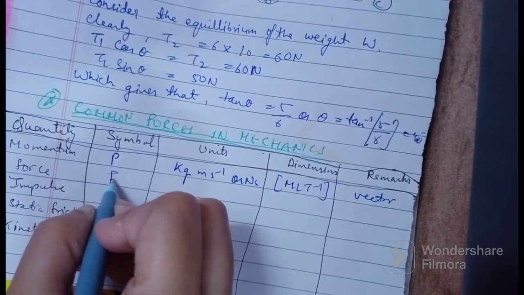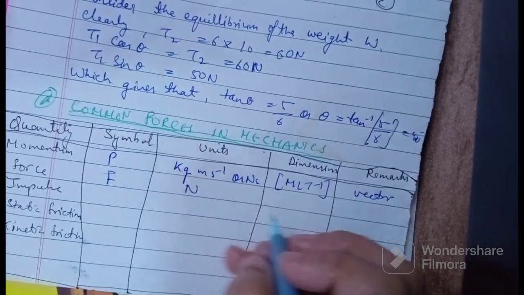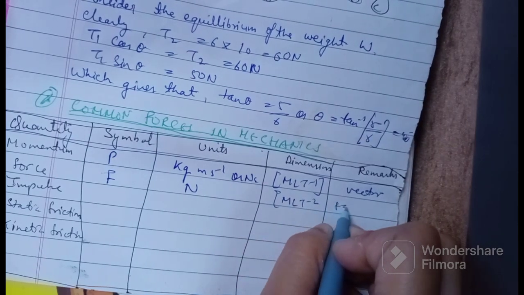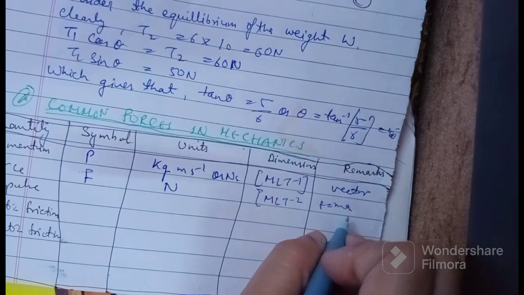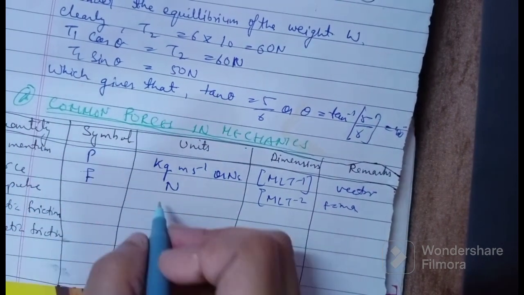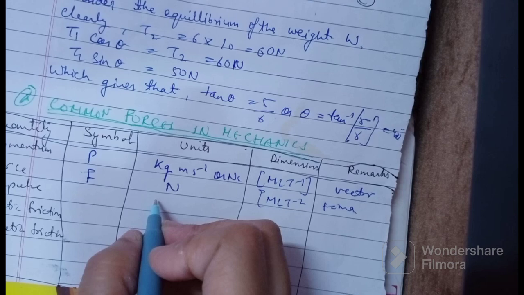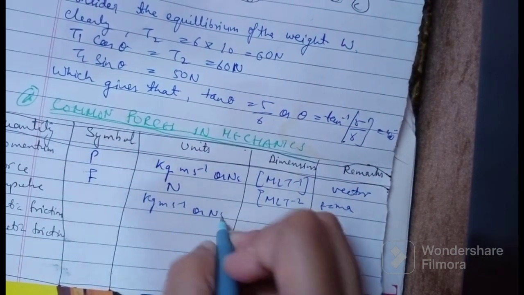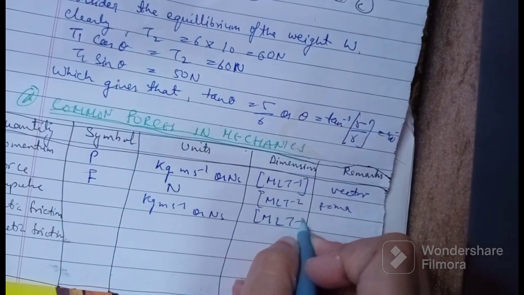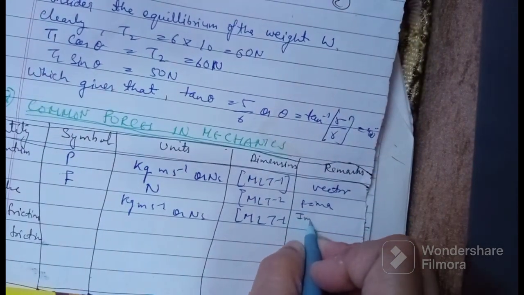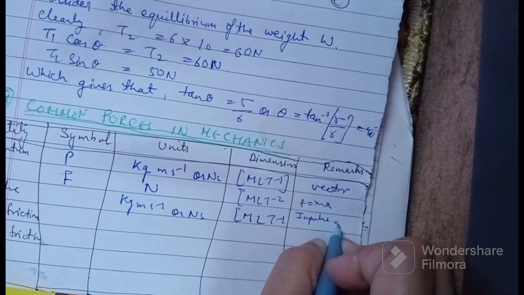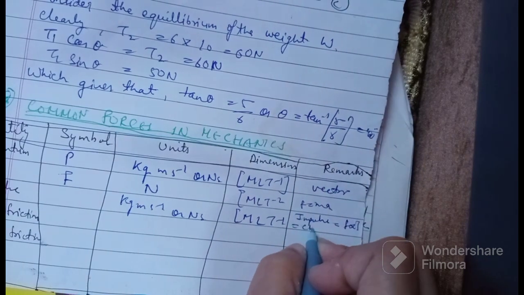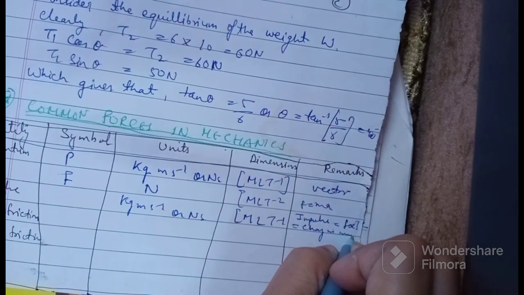For force, the symbol is F, the unit is newton, the dimension is MLT inverse square, and F equals ma, the second law. For impulse, the unit is kg meter per second or newton second, the dimension is MLT inverse, and impulse equals force into time, which is the change in momentum.